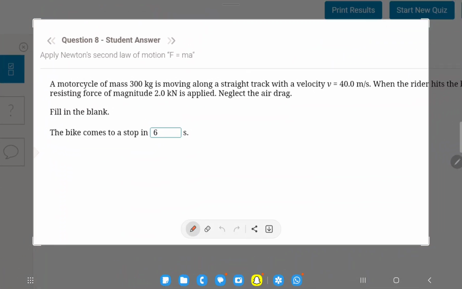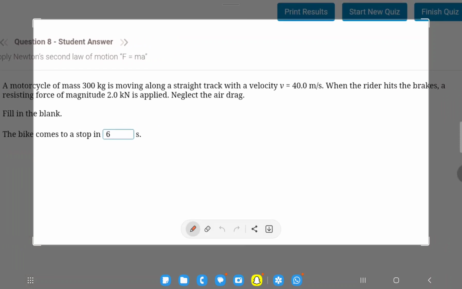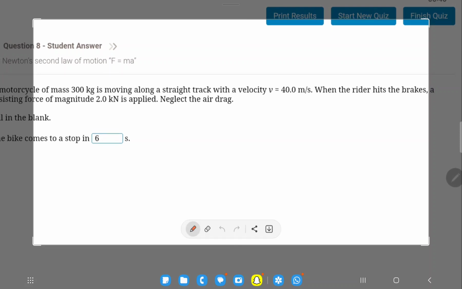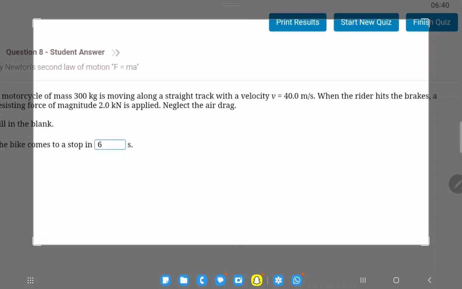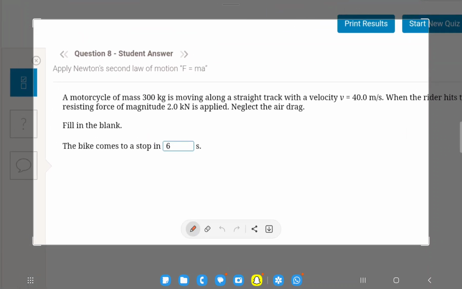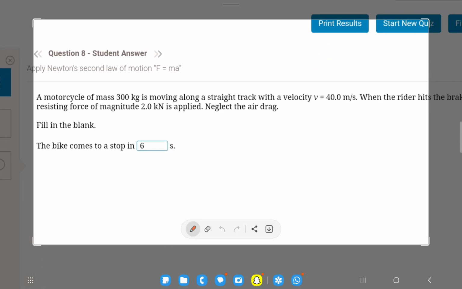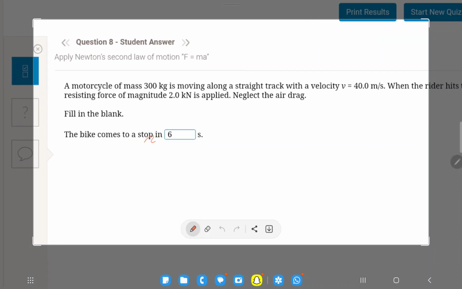Here they say a motorcycle of mass 300 kilograms is moving along a straight track with velocity 40 meters per second. When the rider hits the brakes, a resisting force of magnitude 2 kilonewtons is applied. Neglect the air drag. Here they want us to get the time.